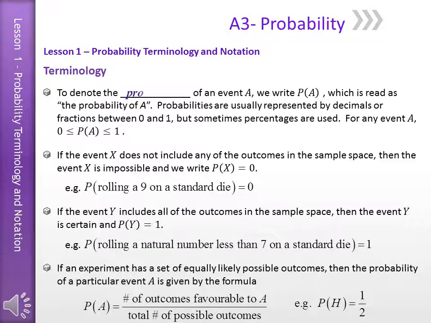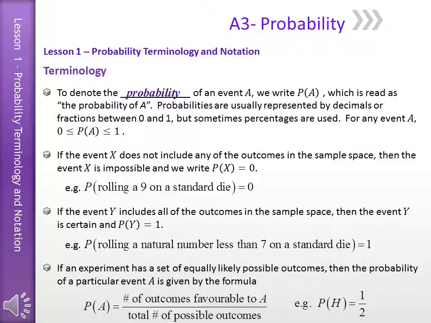To denote the probability of an event A, we write the probability of A. Probabilities are usually represented by decimals or fractions between 0 and 1, but sometimes percentages are used. For any event A, the probability of A will fall between 0 and 1.